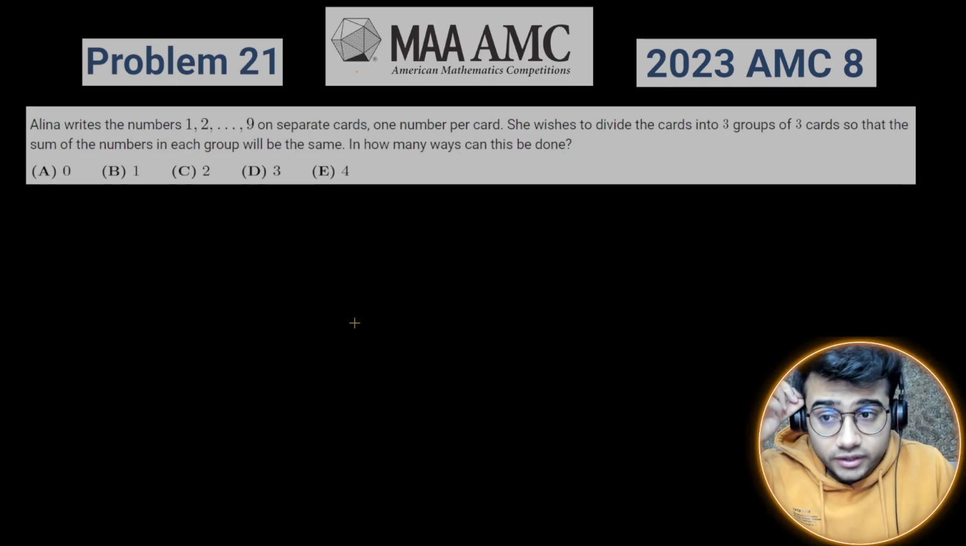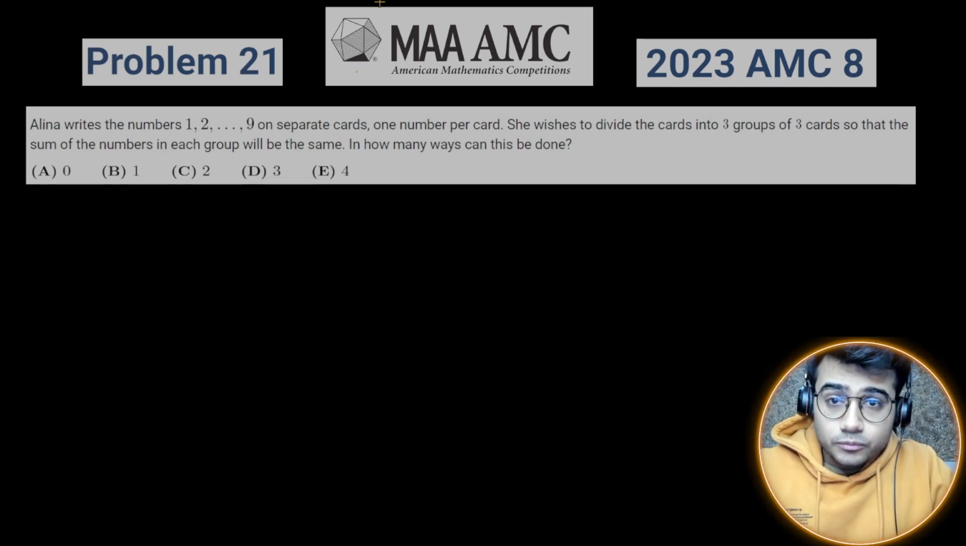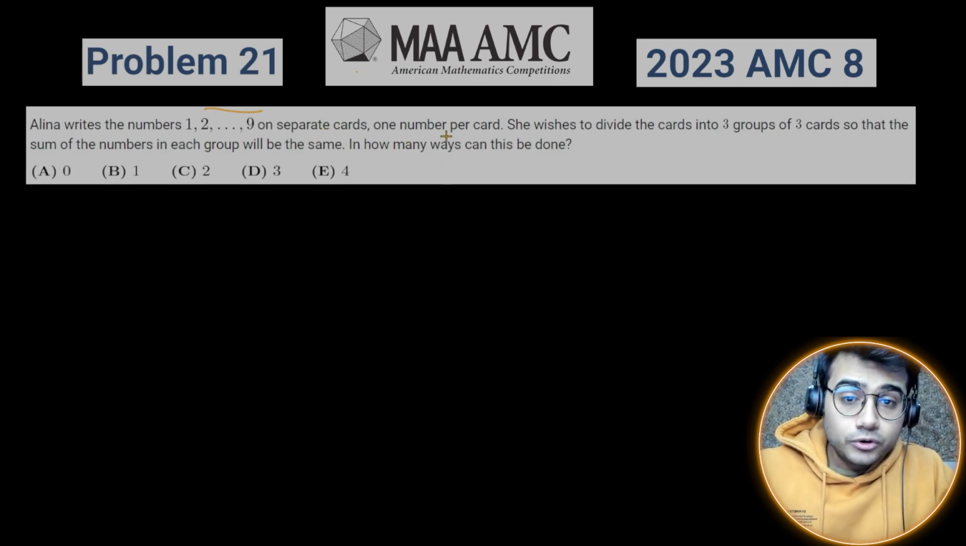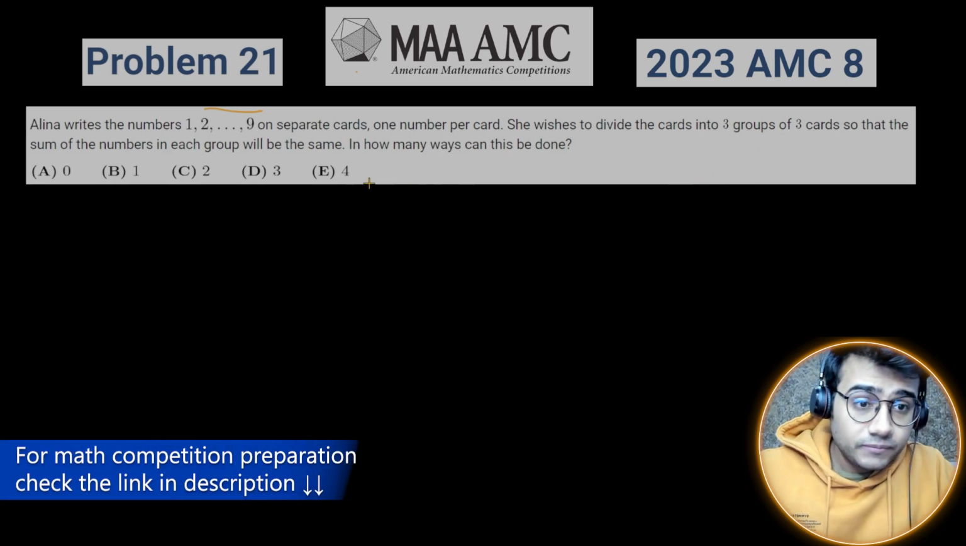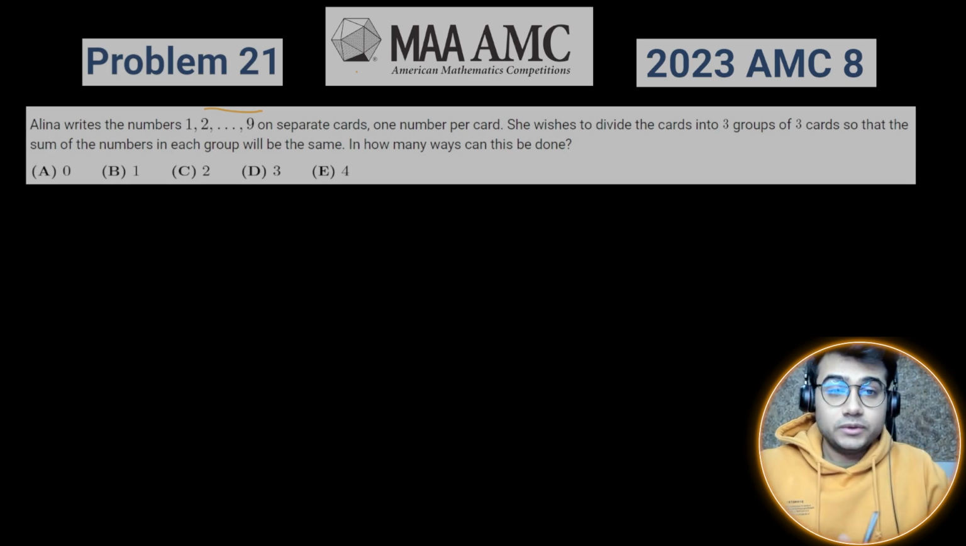Okay, so here Alina writes numbers from 1 to 9 on separate cards, one number per card. She wishes to divide the cards into 3 groups of 3 cards, okay, so that the sum of the numbers in each group will be the same. In how many ways can this be done?